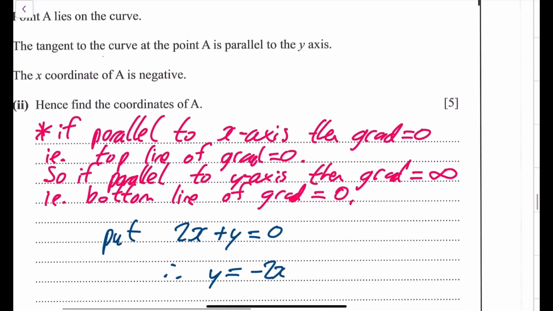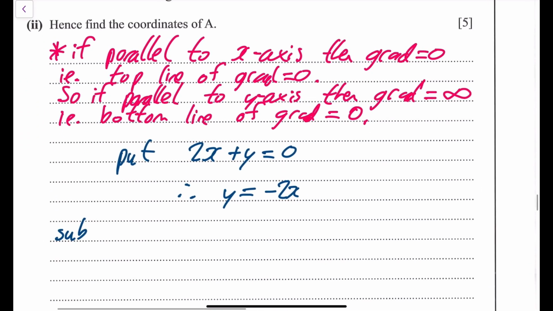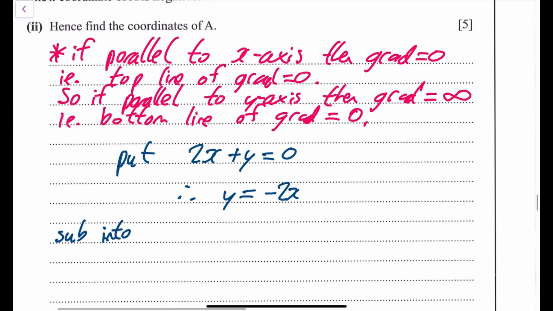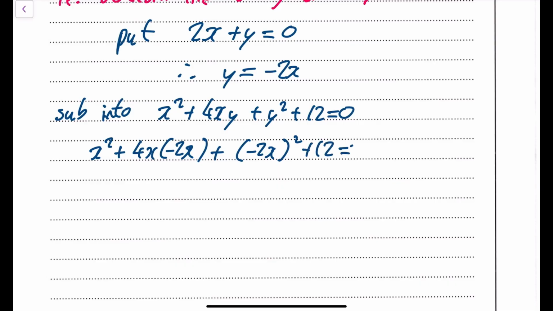Now what you could do is substitute that into the original curve. I'll write down what the original curve is. Looking back on the question paper, x squared plus 4xy plus y squared plus 12 equals 0. So everywhere I see y, I'm replacing it with minus 2x. So x squared plus 4x times minus 2x, and instead of y squared, it's minus 2x all squared, plus 12 is equal to 0.